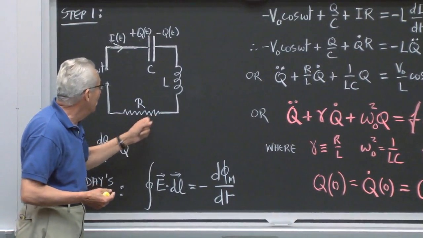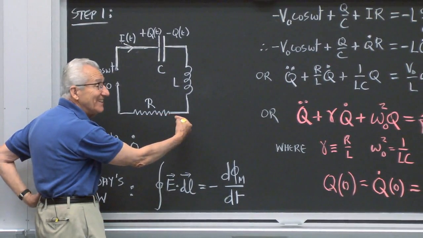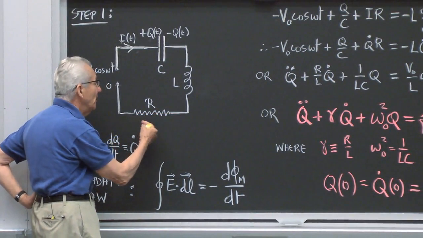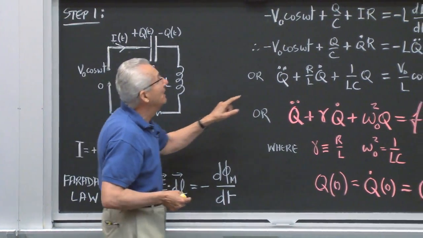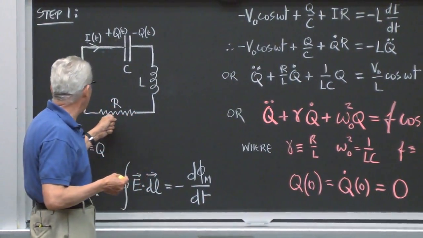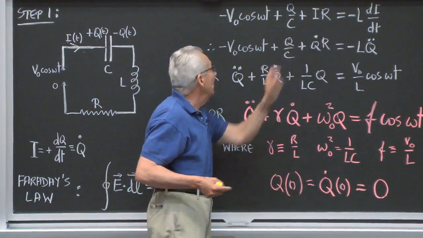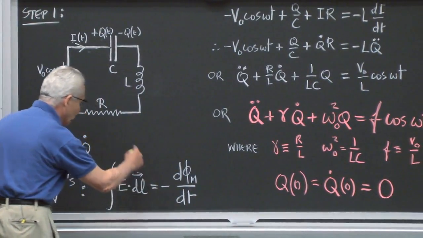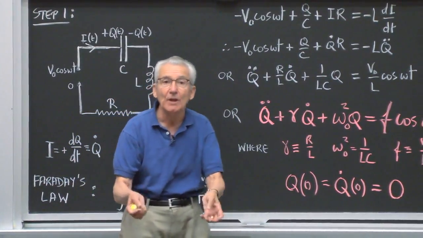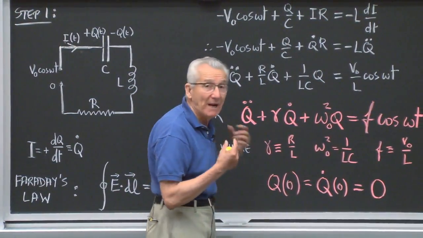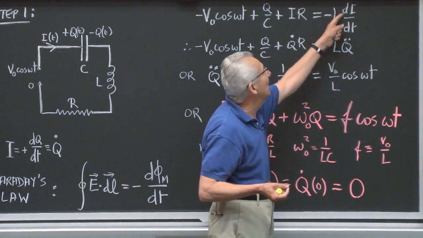I continue. Here I know there is a current flowing like this, which means there is an electric field in this direction, and knowing the definition of R, Ohm's law, the integral of the electric field from here to here is I times R. So this is the integral of the electric field around this closed loop. That must equal, by Faraday's law, minus the rate of change of magnetic flux, which is minus L dI dt.